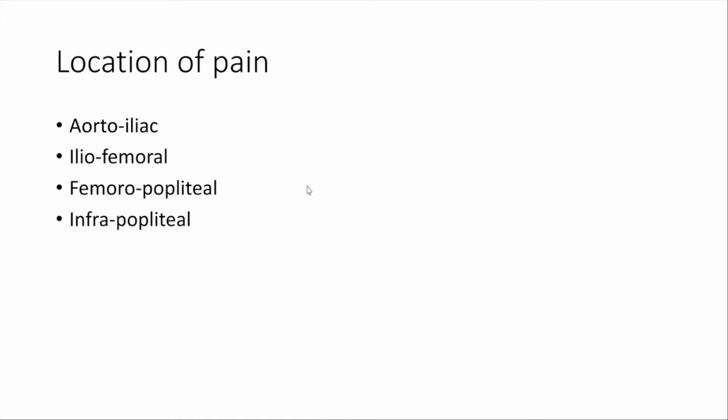Then the lowest and the last segment is the infrapopliteal disease. As the name suggests, below the popliteal level, all the occlusion is present. So femoral and popliteal pulses will be palpable, but dorsalis pedis and posterior tibial will not be palpable. So how does this correlate to where you will get pain? If you have aorto-iliac disease, you will get pain in your buttocks. If you have iliofemoral disease, you will get pain in your thighs. If you have femoropopliteal disease, pain in the calf. And if you have infrapopliteal disease, you will get pain in the foot.